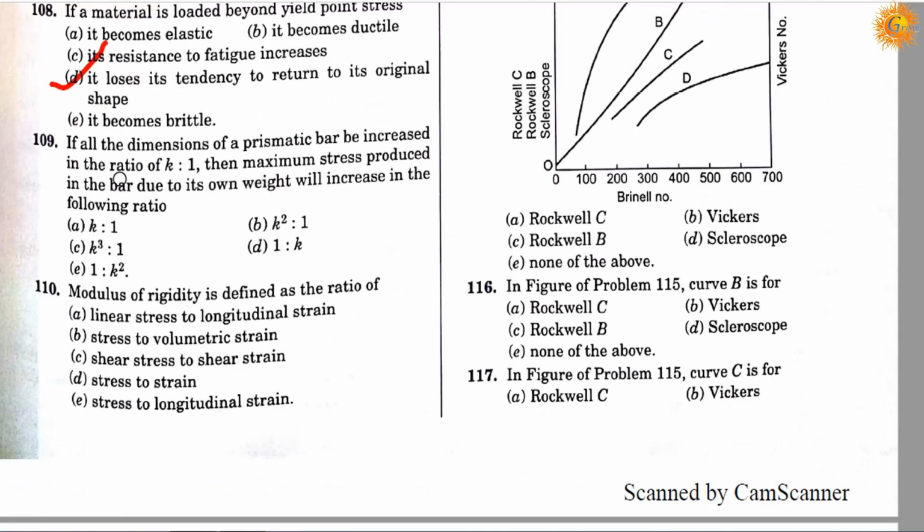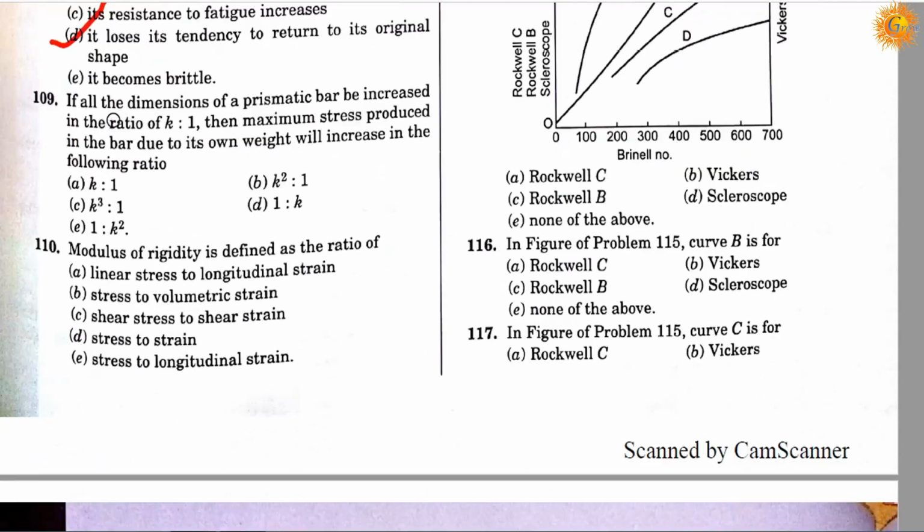Question number 109. If all the dimensions of a prismatic bar are increased in the ratio of k raised to 1, then the maximum stress produced in the bar due to its own weight will increase in the following ratio: option A k raised to 1, option B k square raised to 1, option C k cube raised to 1, option D 1 raised to k, and option E 1 raised to k square. Correct answer is A. It will be k raised to 1.